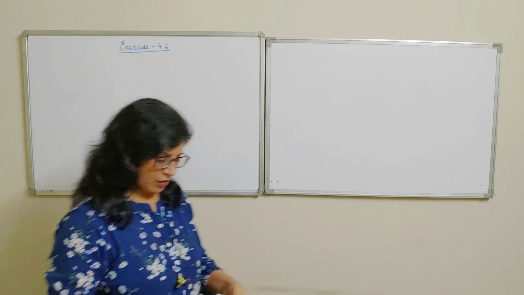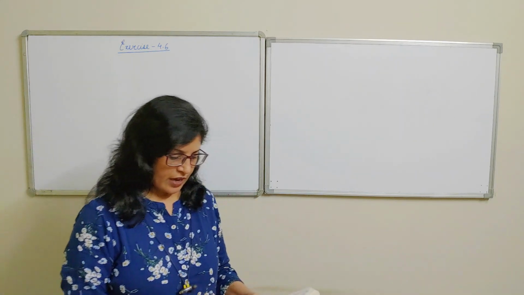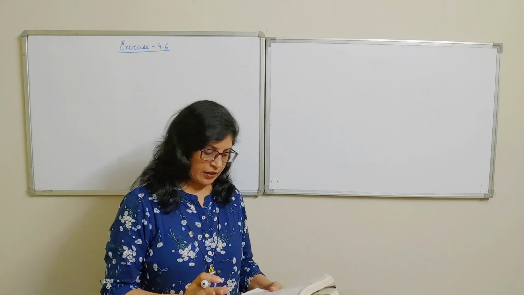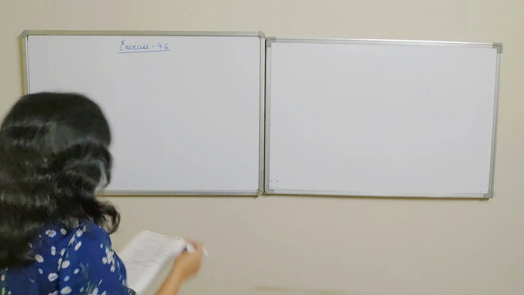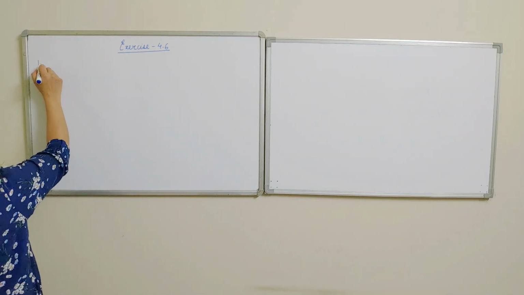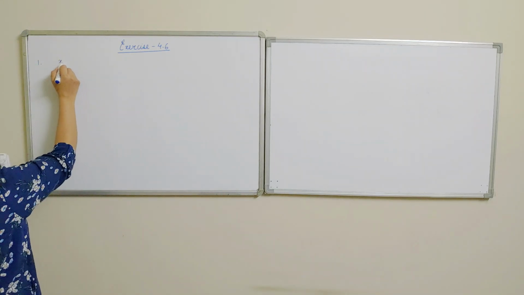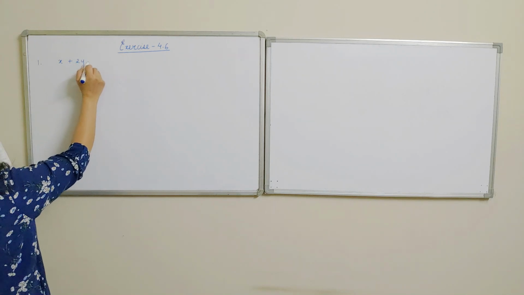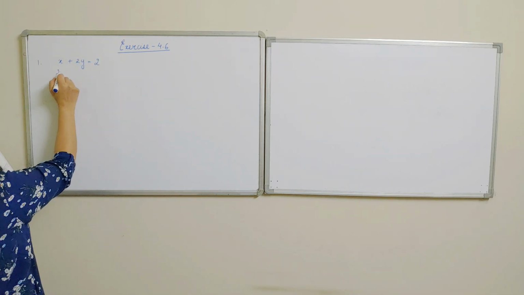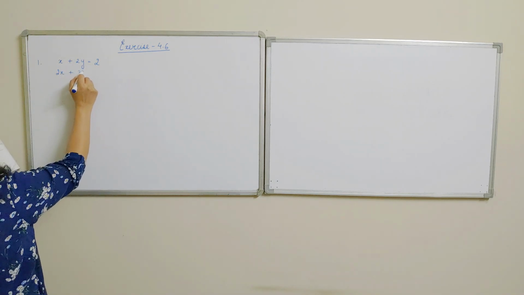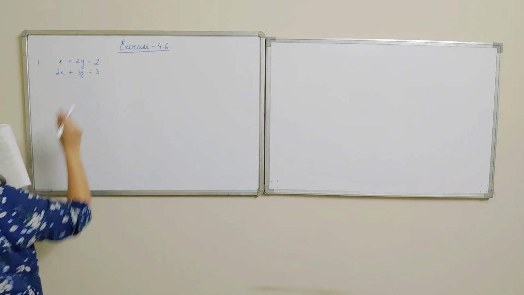So classify the following system of equations as consistent or inconsistent. So I picked up three questions from here. The first question, a pair of linear equations is given. x plus 2y is 2, 2x plus 3y is 3.